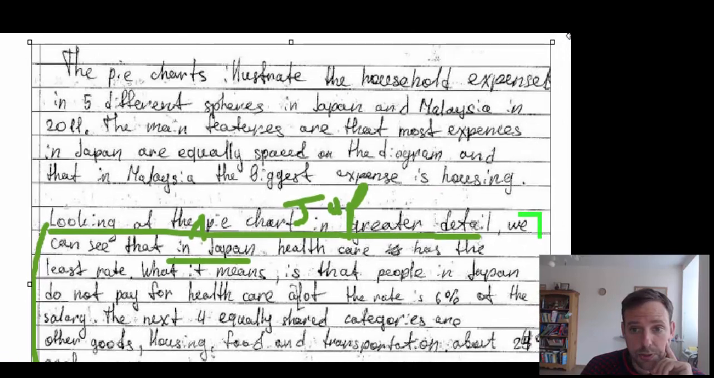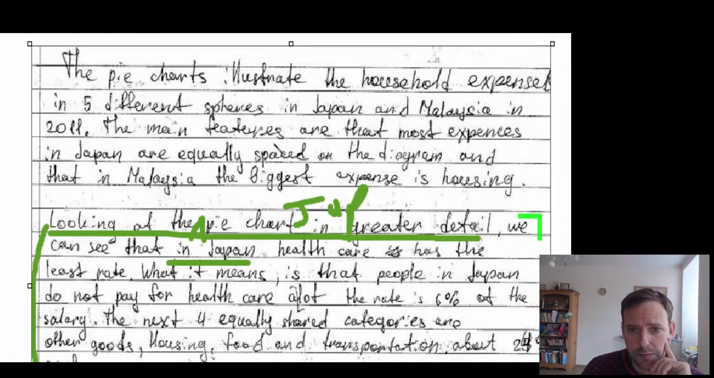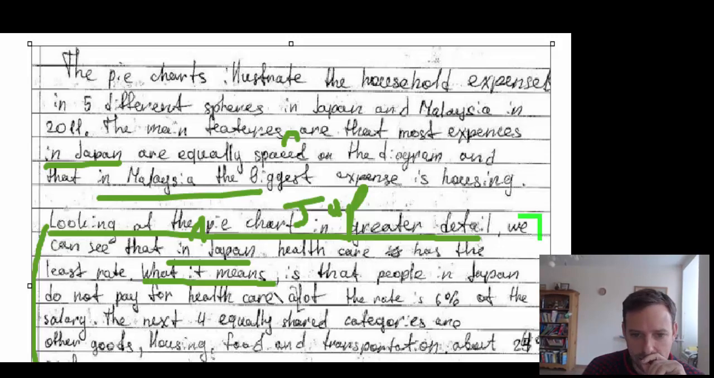Okay, so the linking words. Illustrate in Japan, Malaysia 2000. The main features are that, so that's a lesson of this graph, you don't need it, are that most expenses in Japan are equally, and that in Malaysia. So there's good structure of in Japan and in Malaysia. The biggest expense is housing. That flows very naturally. Looking at the pie chart, we can see it has the least rate. What it means is that people, so that's a good linking word. This information is not necessary, but it flows on quite well, but it's definitely not necessary information. And the next four equally shared categories and other goods housing, about 25% each. So good use of each there.